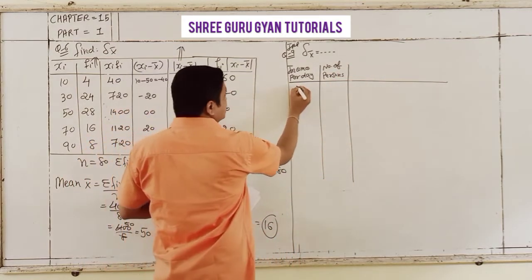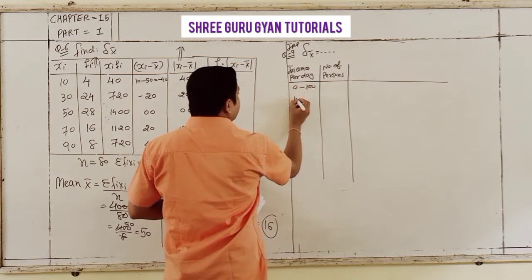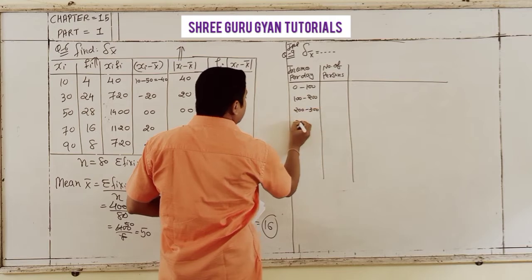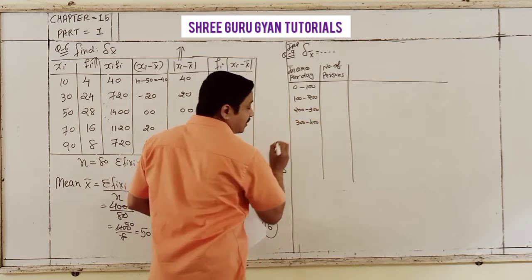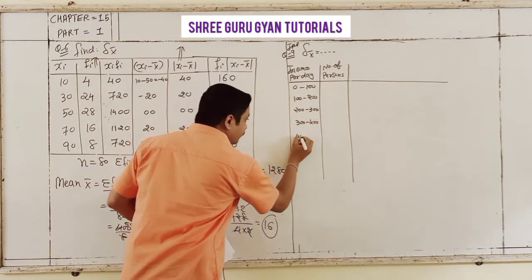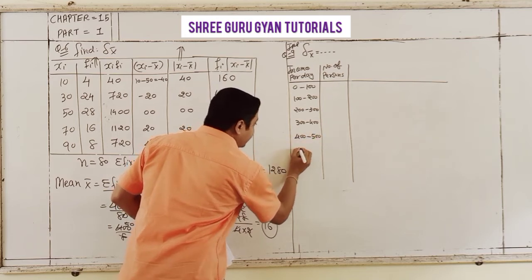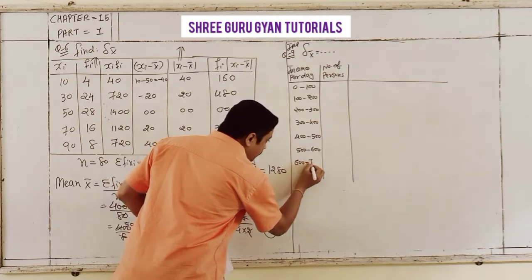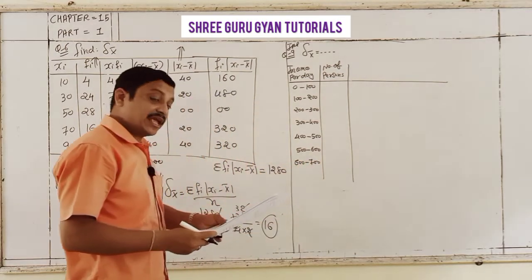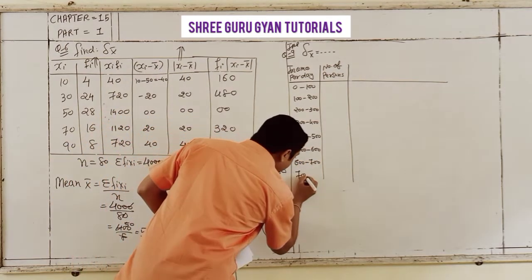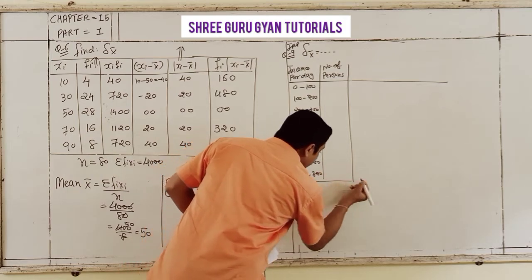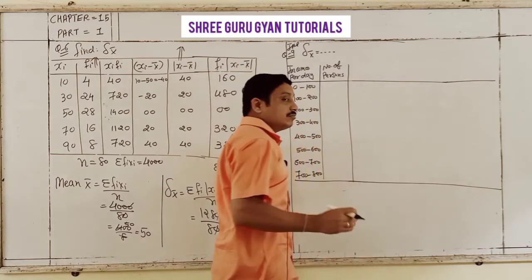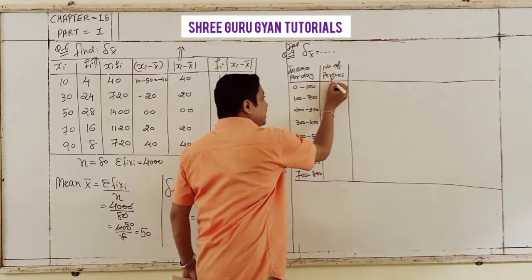So income classes are given: 0 to 100, next 100 to 200, 200 to 300, 300 to 400, 400 to 500, 500 to 600, 600 to 700, and last 700 to 800. And first of all, I total them, making additions to the frequency fi.